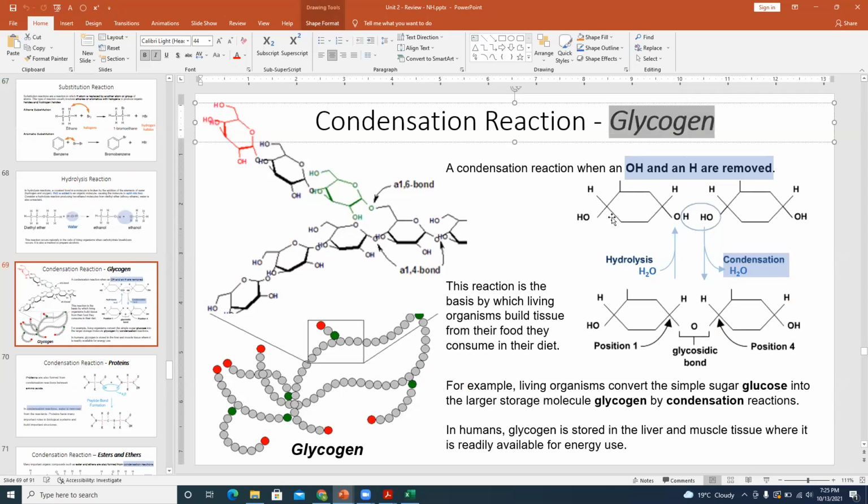And as you heard in today's lesson, glycogen is a polymer. It is formed by the condensation reaction, where hydroxide and hydrogen are removed between two sugar molecules, two glucose molecules, and you get long chains formed by this glycosidic bond. Sometimes there's branching that takes place, and you get a big polymer of glycogen. So that's the condensation reaction.